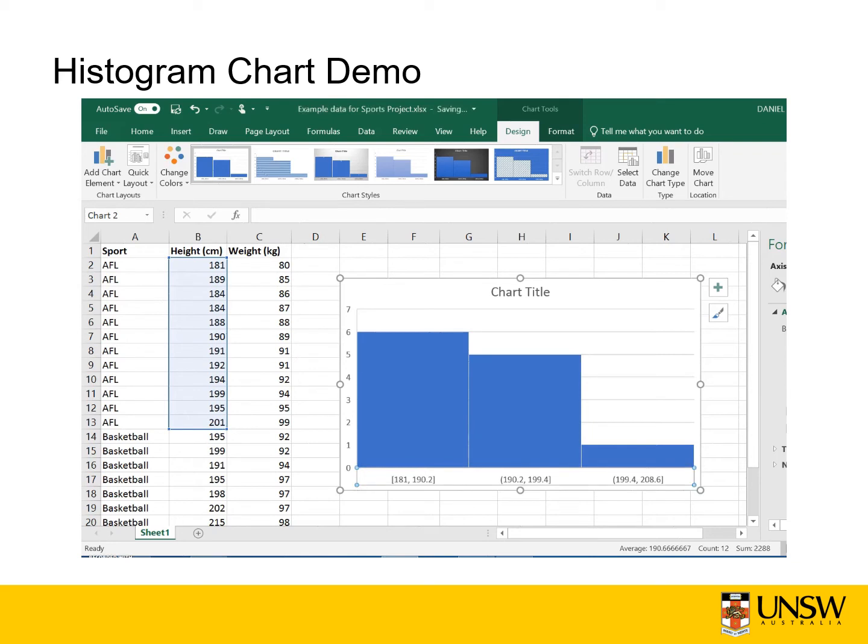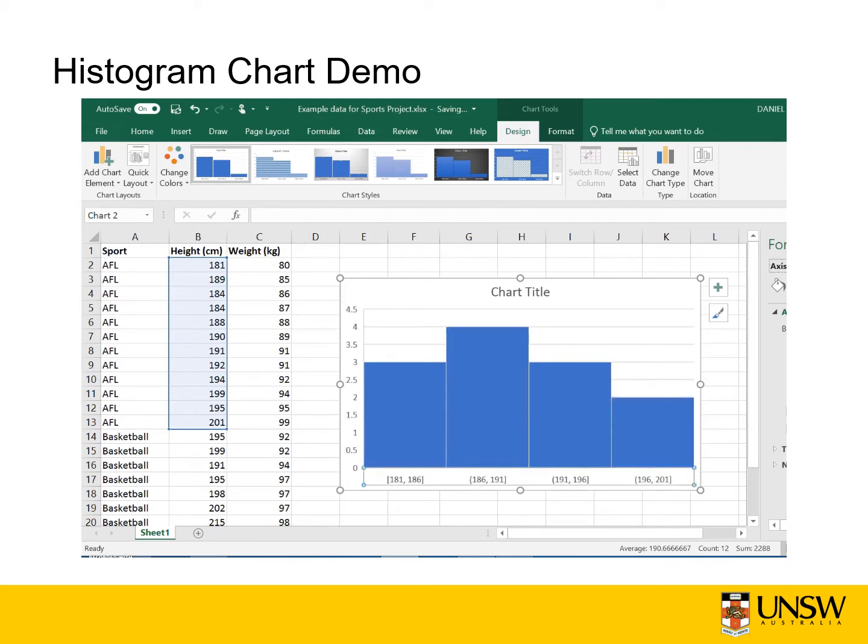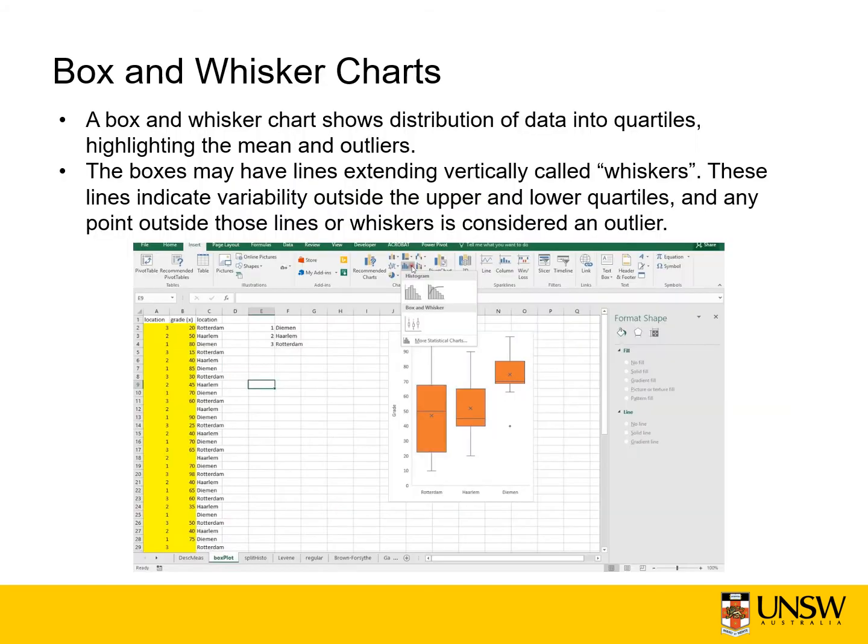So for example, I could change that to 10 and hit enter, but then I'd only have 2. But if I change it to 5 and hit enter, then I can see a bit more about what's going on in the distribution. Box and whisker charts show you the distribution of a data set.